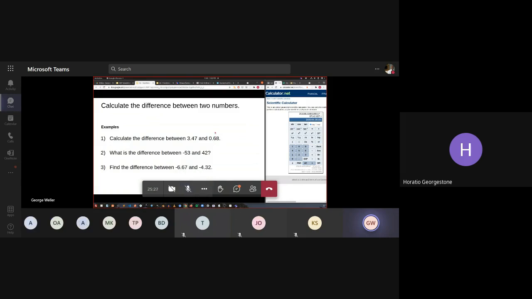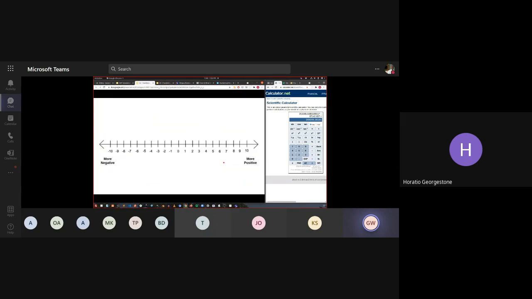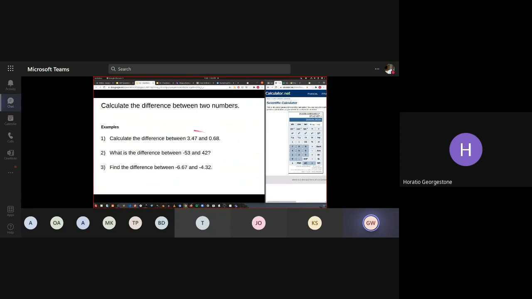So calculate the difference between two numbers. This is something that actually comes up fairly frequently in numerical reasoning tests. When we have to find the difference between two numbers, if they're both positive, it's as simple as finding which one's bigger and which one's smaller, and then you just do the bigger one minus the smaller one. So 3.47 minus 0.68, and that will give you the answer.